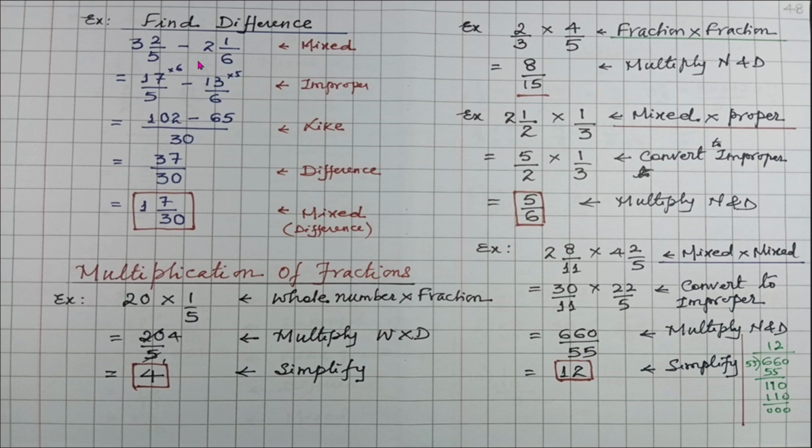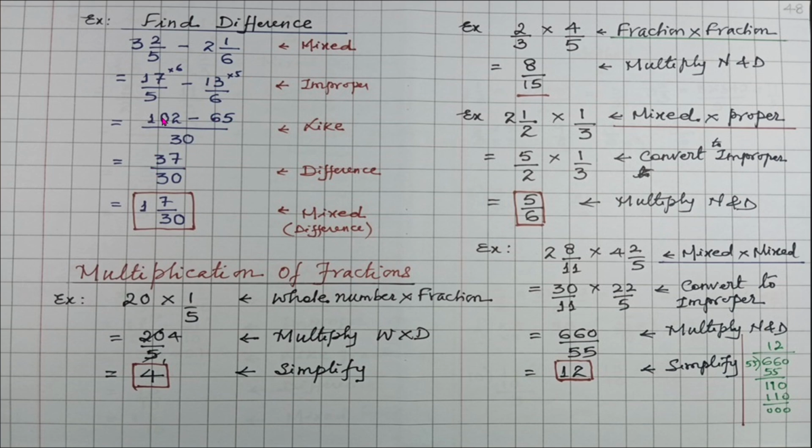Now find the difference of these two fractions. Both are mixed fractions, as it is very clear. So convert them into improper fractions. 5 3s are 15 plus 2, 17 upon 5, 6 2s are 12 plus 1, 13 upon 6. The fractions are unlike fractions. So convert them into like fractions by taking the LCM of 6 and 5. The LCM of 6 and 5 is 30. 5 6s are 30. 17 6s are 102. 6 5s are 30. 13 5s are 65.